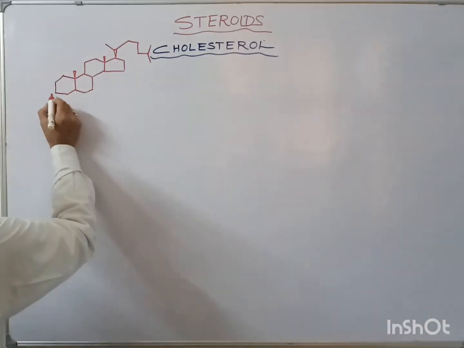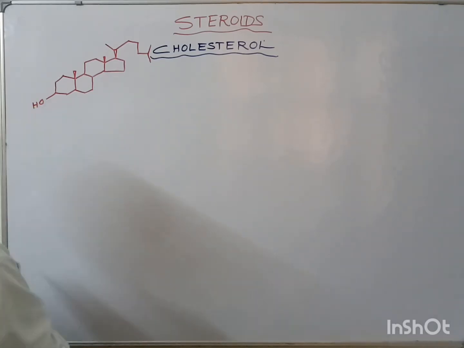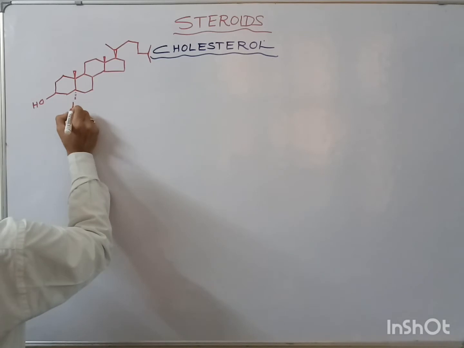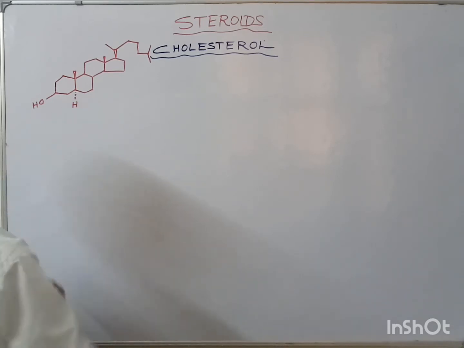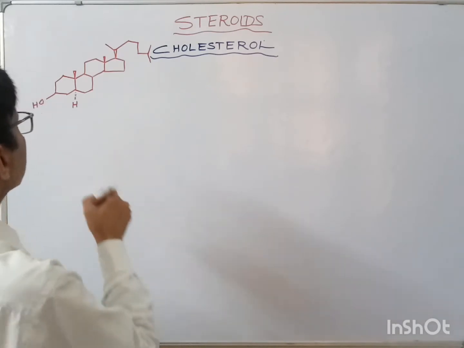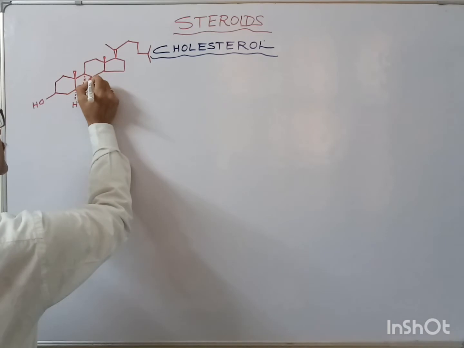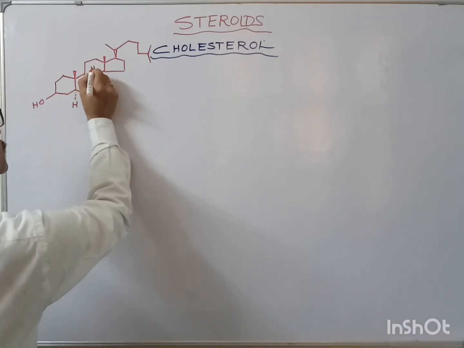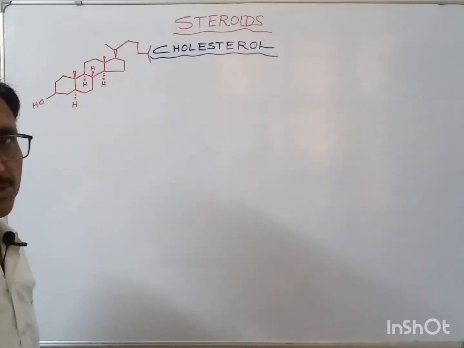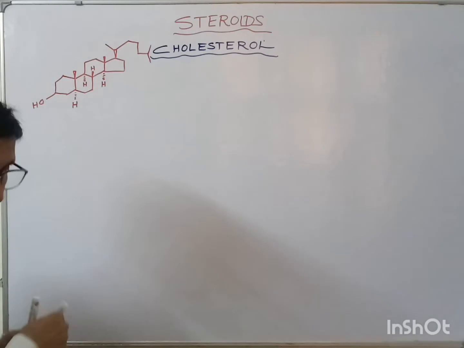So it contains one secondary OH group at this position, and suppose I write here, this is 5-beta cholesterol. Now let's give here also, this hydrogen is below the ring, here this hydrogen is above the ring, here the hydrogen is below the ring. Now this is the structure of cholesterol, and let me number it.